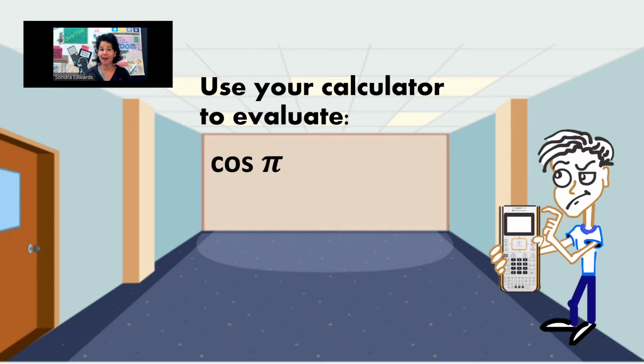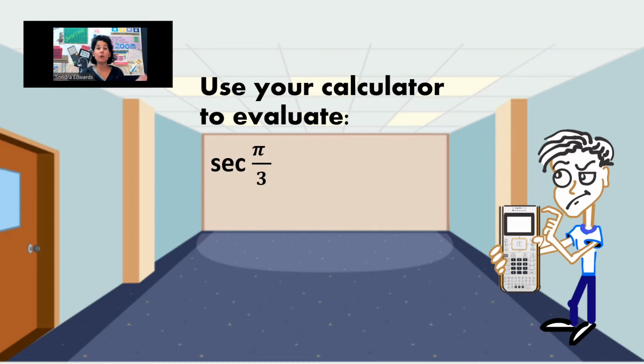Cosine of pi. Notice this time when we enter cosine of pi and get -1, we do have the correct answer because we do not see a degree symbol, so we know we're in radians. So when we grab that calculator, cosine of pi in radians does equal -1.